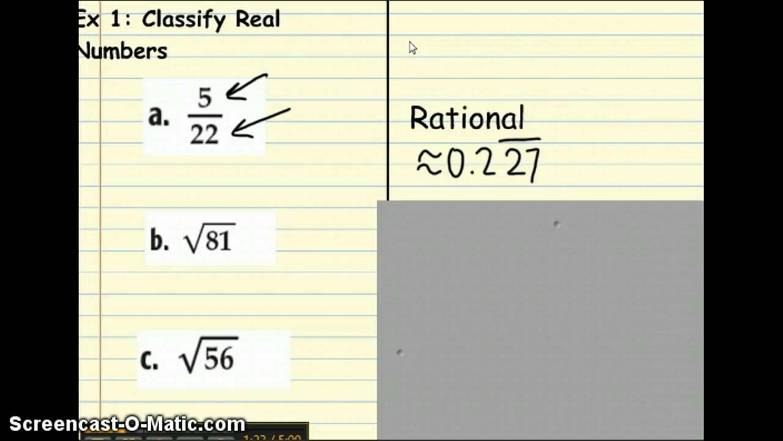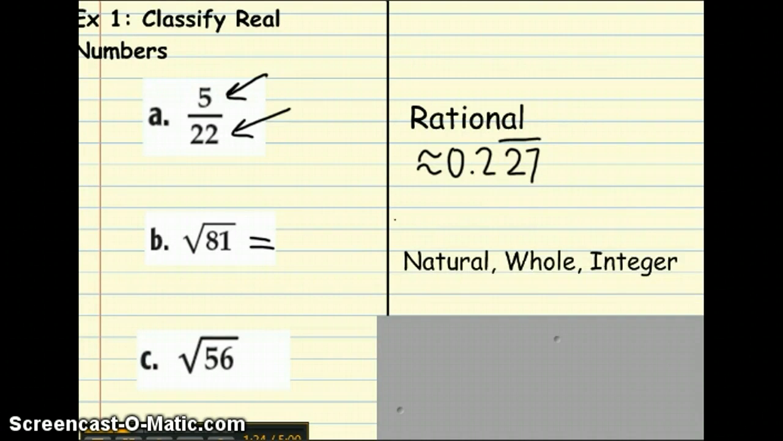Part B, square root of 81. You should recognize this as a perfect square. The square root of 81 is also known as, what times what is 81? It is 9. So since that equals 9, we know 9 is a natural number, because it's a positive counting number. It's a whole number because whole numbers just add on 0, so it can also be classified as a whole number, or it could be classified as an integer, which means that it is also rational.